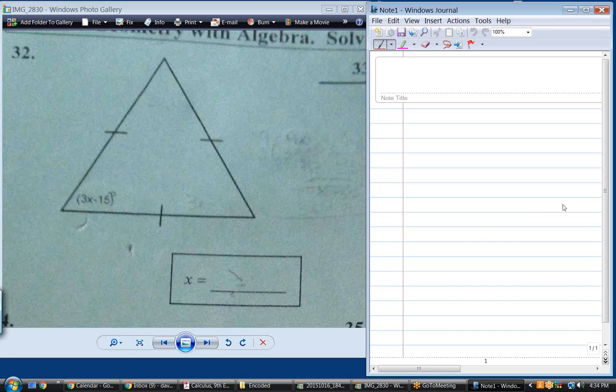Okay, so let's see. We're into taking geometry, turning it into algebraic equations, and solving. So what do we know is true about number 32 here? What kind of triangle is that? It's an equilateral triangle. Okay, what's another property that equilateral triangles have?